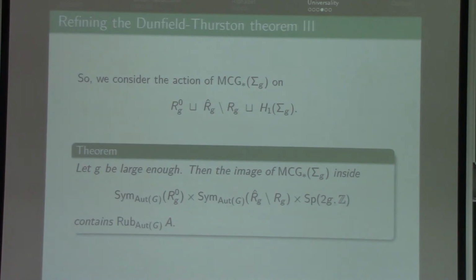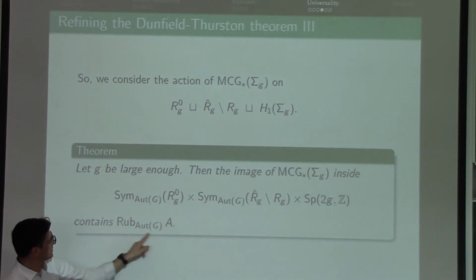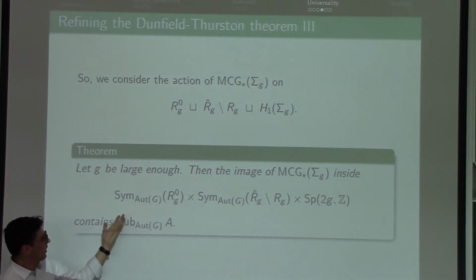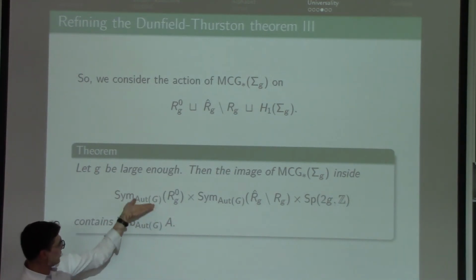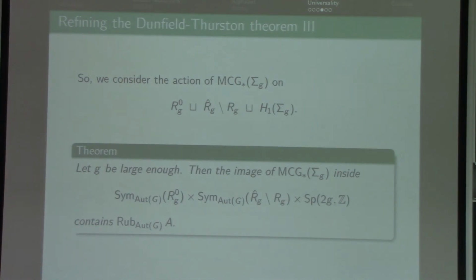So the theorem is that the image of this mapping class group inside this product of things contains the Rubik subgroup we're after. So there's a lot lurking here. So this is a subgroup of this product. What do I mean by that? Of course this thing right here is a subgroup of this term in the product. What I mean for it to be a subgroup of the product is that it's trivial over there. And that's exactly what we wanted for our spurious homomorphisms.